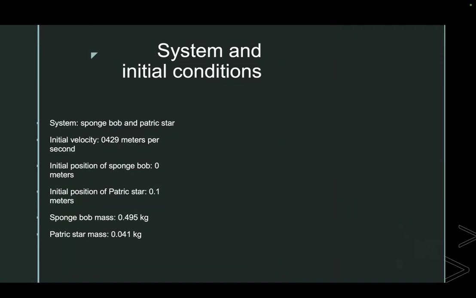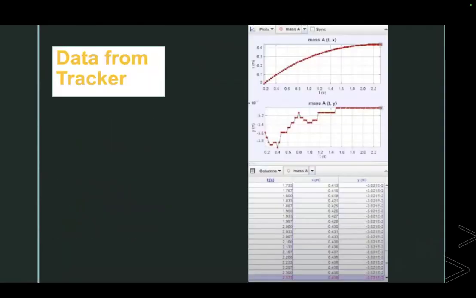Now for the system and the initial conditions, the system is SpongeBob and Patrick Star. The initial velocity is 0.429 meters per second. The initial position of SpongeBob is 0 meters, and that of Patrick Star is 0.1 meters. The mass of SpongeBob is 0.495 kilograms, and Patrick Star's mass is 0.041 kilograms.